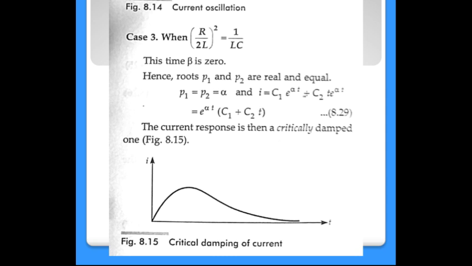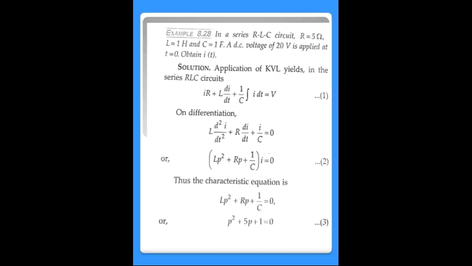So P1 is equal to P2 is equal to alpha, and I is equal to C1 e to the power alpha t plus C2 e to the power alpha t times t. Simply, e to the power alpha t times (C1 plus C2 t). Now the current response is critically damped. Now we take an example.